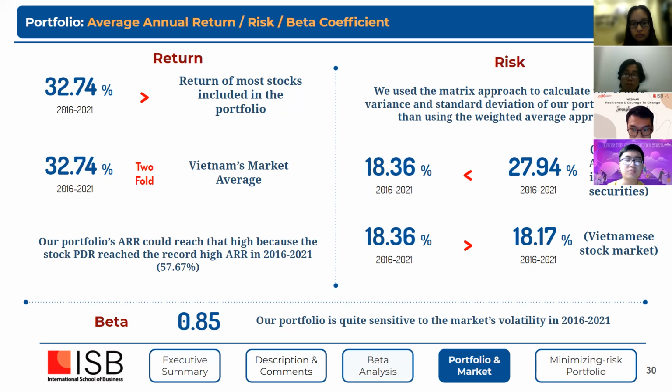Moving on to my final part, the beta coefficient. Our portfolio's beta coefficient is 0.85. It's simply a weighted sum of the 5 individual securities in our portfolio. The beta of 0.85 can be interpreted as the portfolio's excess return performing 50% worse than the market excess return during up markets and 50% better during down markets. This shows that our portfolio is quite sensitive to market volatility within the same period. That's the end of my part.